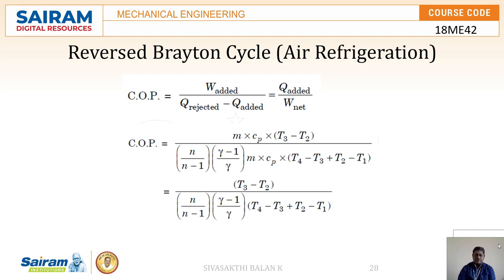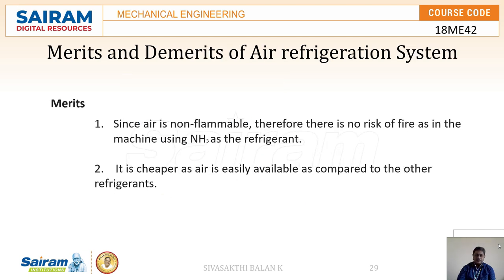So heat added divided by W net is the COP, and COP is also represented by substituting the values of Q addition as well as W net, which we derived in the previous slide. We get the final output as T3 minus T2 divided by n minus 1 multiplied by gamma minus 1 divided by gamma, and the whole multiplied by T4 minus T3 plus T2 minus T1. This is the representation for COP.